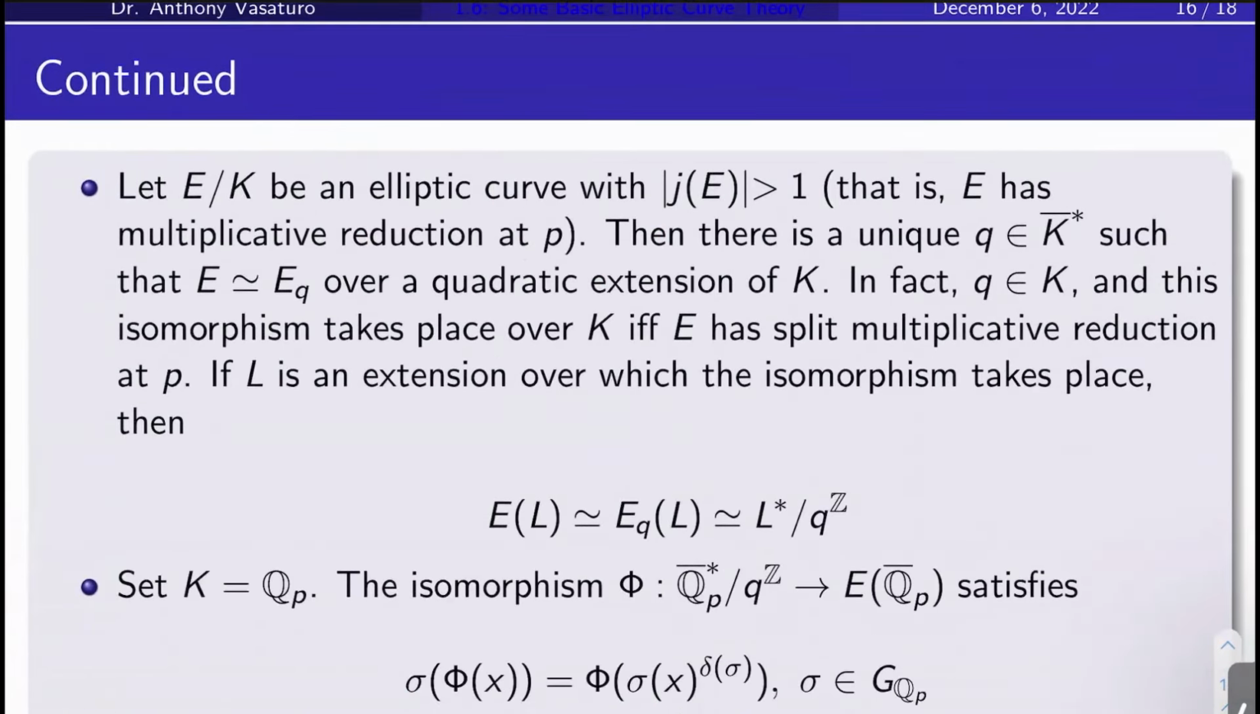3, let E over K be an elliptic curve with j-invariant at least 1 in absolute value. If you work that out, that just means E has multiplicative reduction at p. Okay. Then there's a unique q in K bar star such that E is isomorphic to E_q. This is amazing. And the isomorphism takes place at worst over a quadratic extension of K. In fact, q is in K, it turns out. And this isomorphism takes place over K if and only if E has split multiplicative reduction at p.